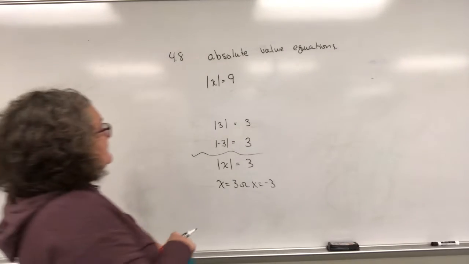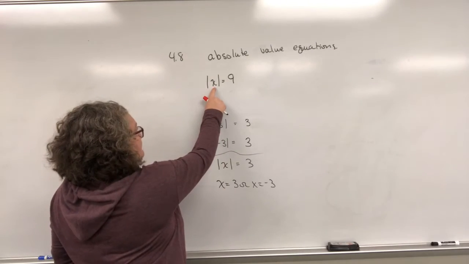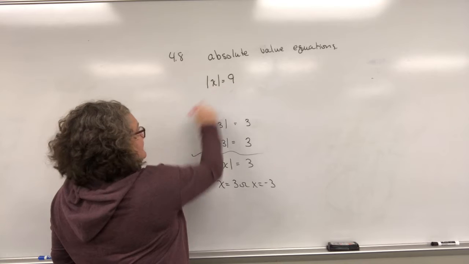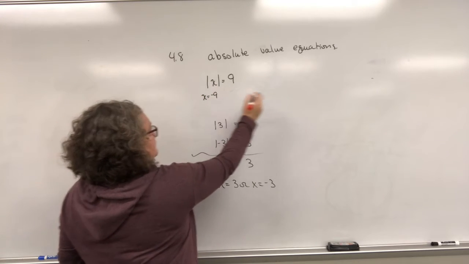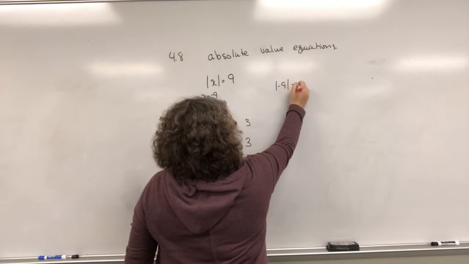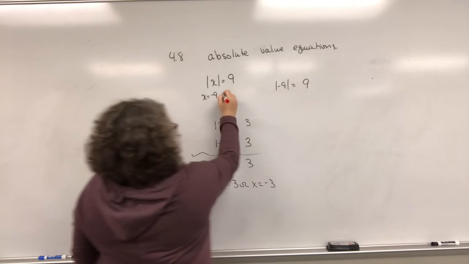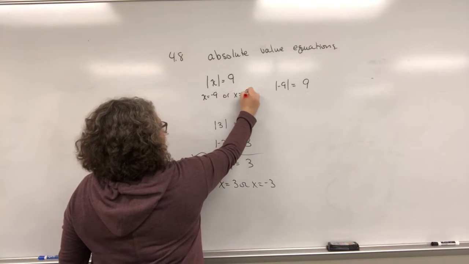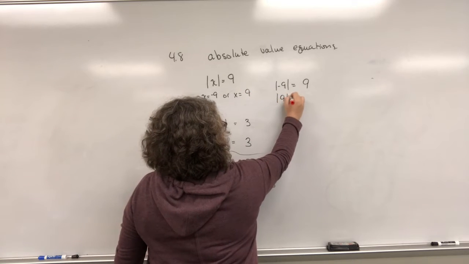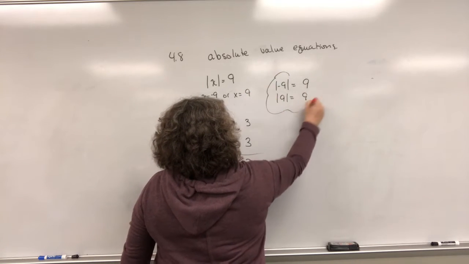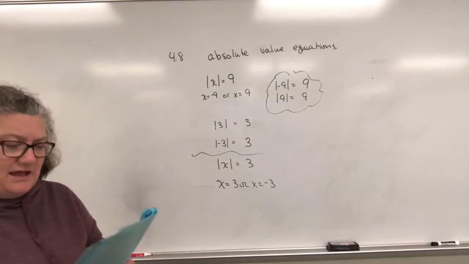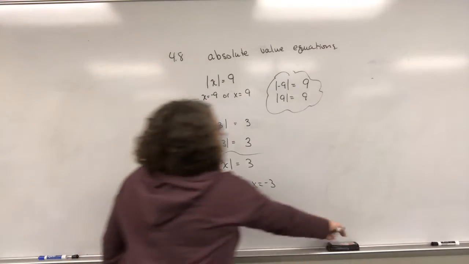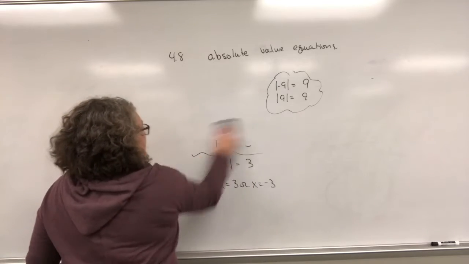So up here, looking at this, what number can I replace this x with to where I get a 9? I can say that x is equal to -9, because the absolute value of -9, what is that? That is just 9. Or x can be 9 because the absolute value of 9 is 9. So this right here is why we have x equals -9 or x equals 9. Okay, let's erase.